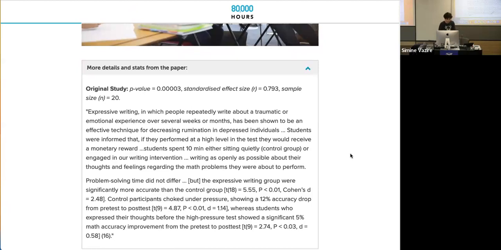Oh, actually, they didn't do better on test scores. They were just more accurate. Oh, I see, they weren't faster, they were more accurate, so they did do better on the test, but not that they were faster.